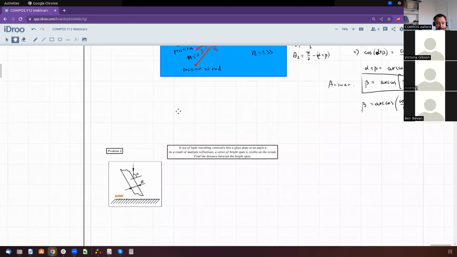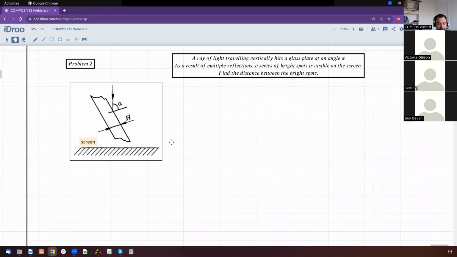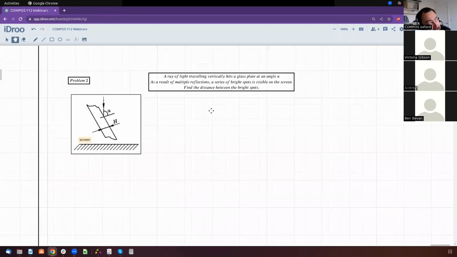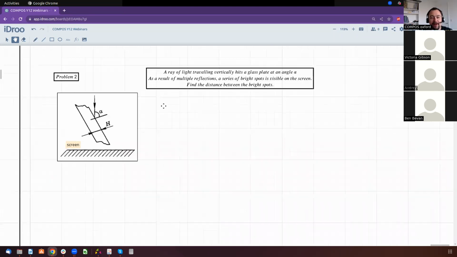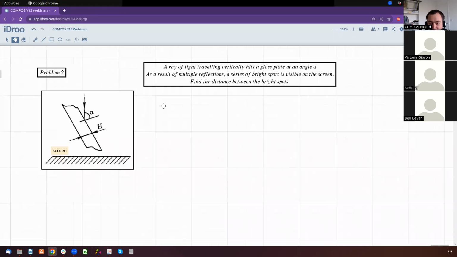Right. The second question is a little bit more complicated, and let's see what we can do here. What makes this question complicated is maths and geometry, not physics. The physics is quite simple. A ray of light traveling vertically hits a glass plate at an angle alpha. As a result of multiple reflections, a series of bright spots is visible on the screen. Find the distance between the bright spots.